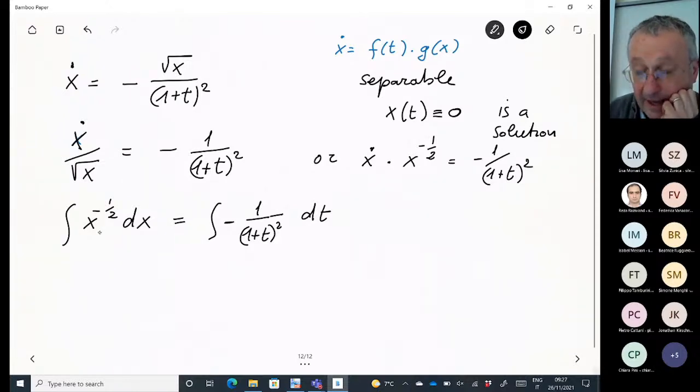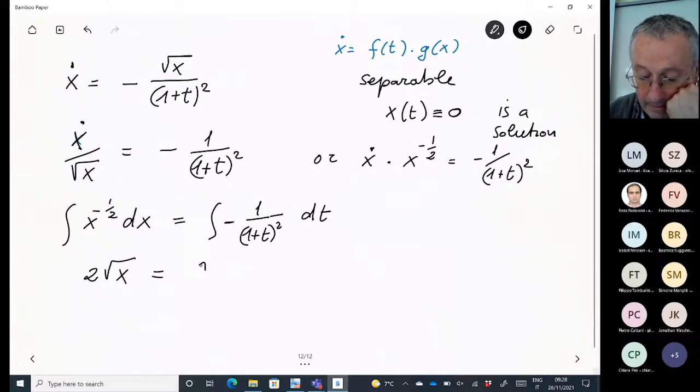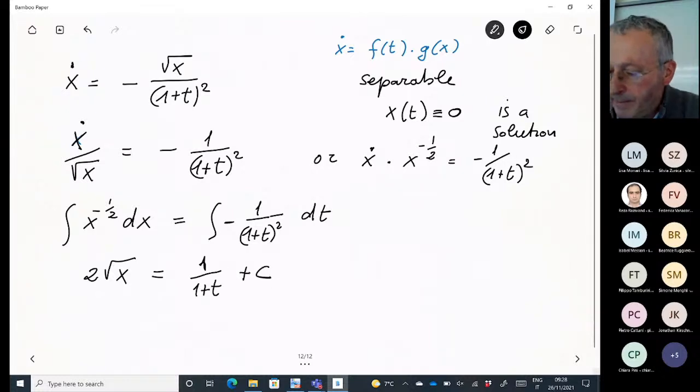Here I should increase the exponent by 1 unit, x to the power of 1/2, and divide by 1/2. So 2 square root of x is the result of the left-hand side, is equal to, what is the integral of minus 1 over (1 plus t) squared? It's a power function, not of t, but of 1 plus t. So it's elementary, because the coefficient of t is basically 1. So it is 1 over 1 plus t plus a constant. So you see the solution to separable differential equations is basically a simple application of integral calculus. You just have to compute integrals.